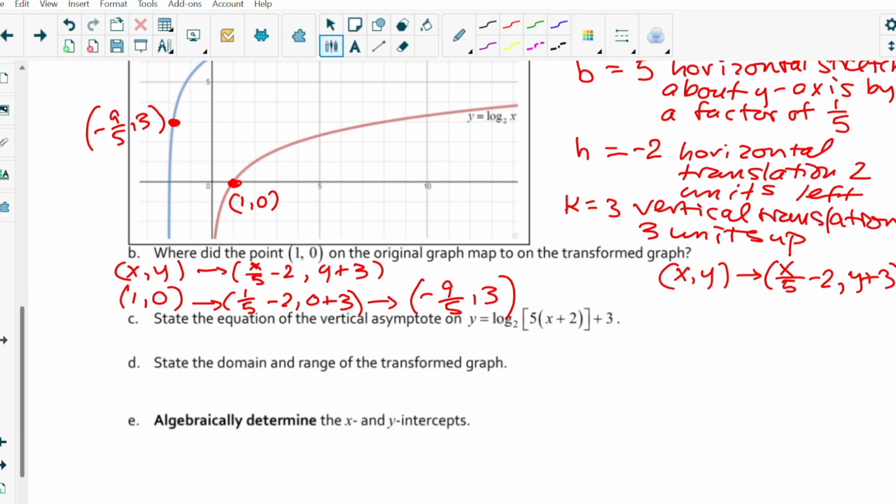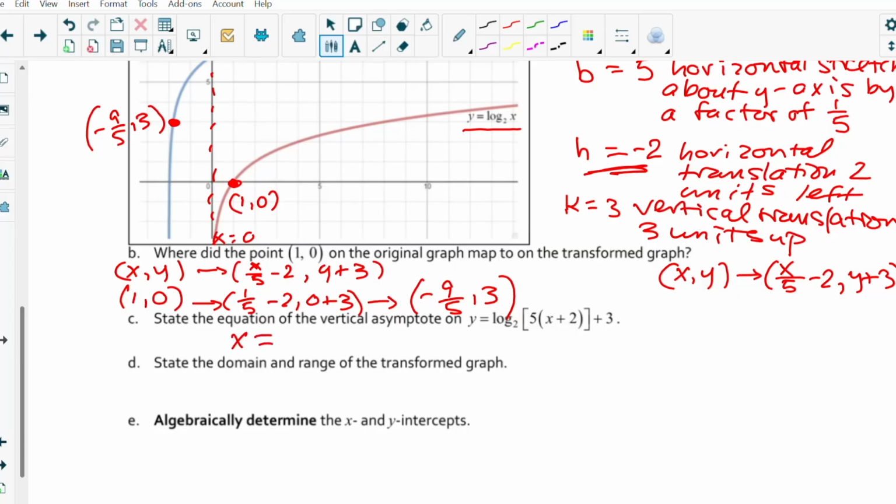Let's go to letter C. State the equation of the vertical asymptote on y equals log base 2 of [5 times (x plus 2)] plus 3. Normally, when we have y equals log base 2 of x, the vertical asymptote is at x equals 0. If we translate it 2 units left, well, that vertical asymptote's also going to translate 2 units left.